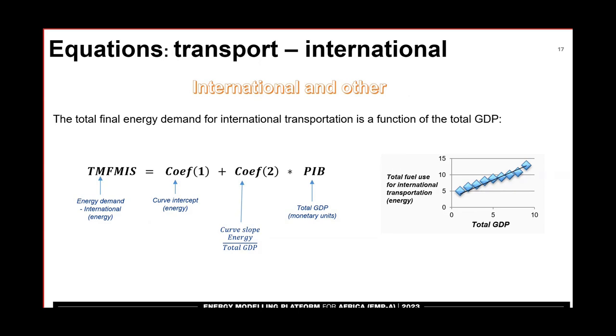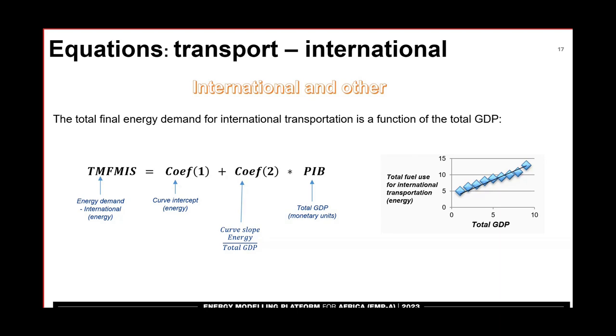For international transportation, it is assumed that this is proportional to the total activity in the country. That means the total GDP in the country. That's why the equation is so simple. It's just a straight line. We have the first value, that is the intercept, it's a constant. And we have another constant that will be multiplied by the total GDP to give the energy that we need to provide for international transportation. That means the energy that is being consumed but is not being used to reduce our own passenger kilometers or our own ton kilometers.